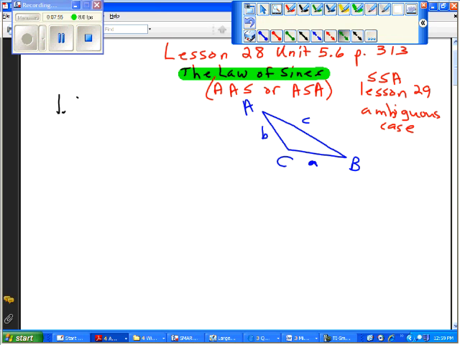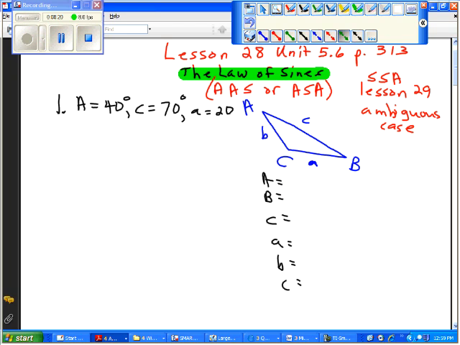Okay, so let's just look at number one on the homework there. Number one says A is equal to 40 degrees. It says C is equal to 70 degrees. And it says that little a is equal to 20. And we want to solve the triangle. Now, if we're going to solve the triangle, we want to find angle A, angle B, angle C, little a, little b, and little c. We're going to find every little piece of this non-right triangle, okay? I understand what we're doing so far.